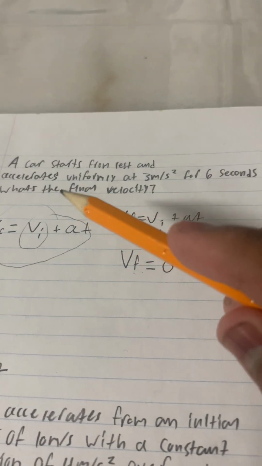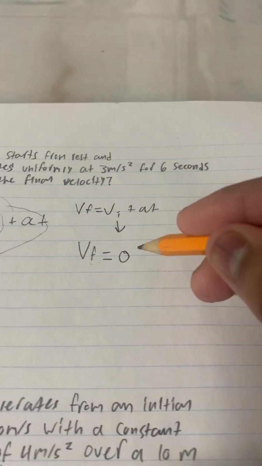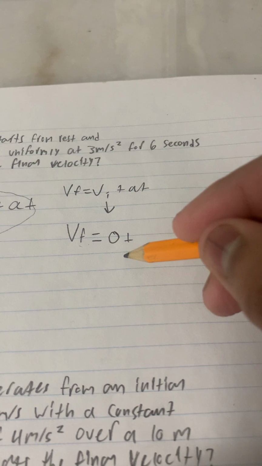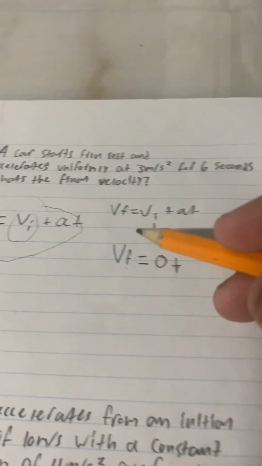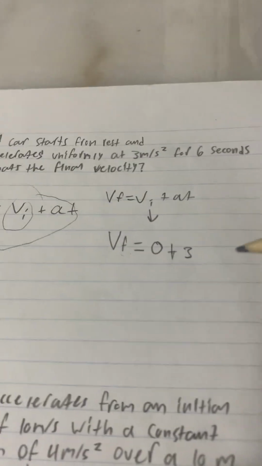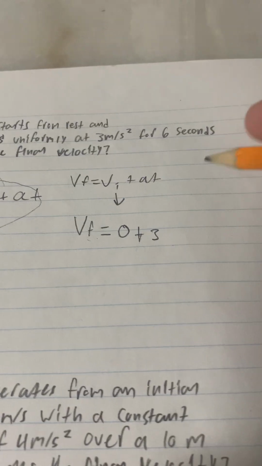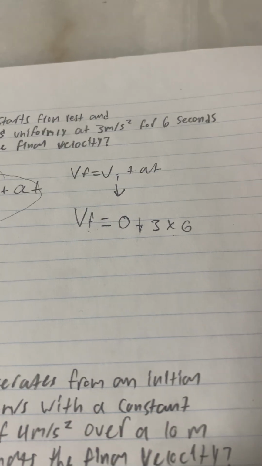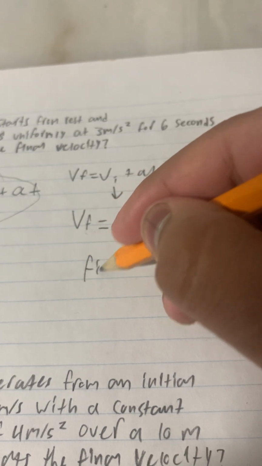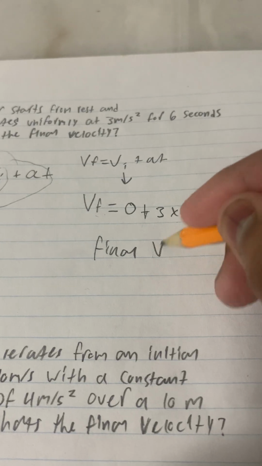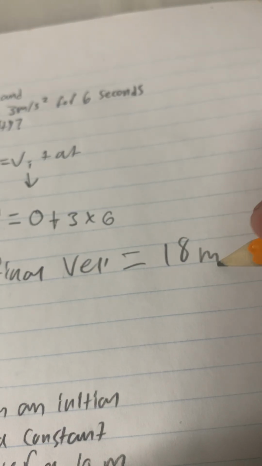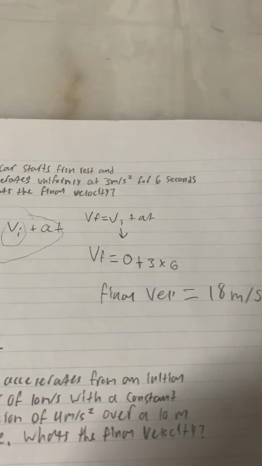And it accelerates uniformly at 3 meters per second squared. Here we're gonna add the acceleration multiplied with time. 3 meters per second squared. I'll just write 3. It's way simpler and we don't need to see all that. And then the time, 6 seconds. Okay, now we just solve this. And the final velocity will come out to 18 meters per second. That will be the final velocity.